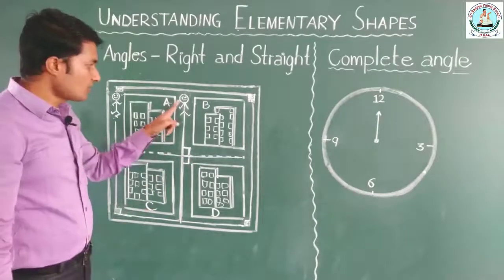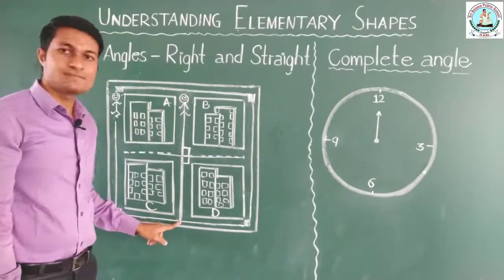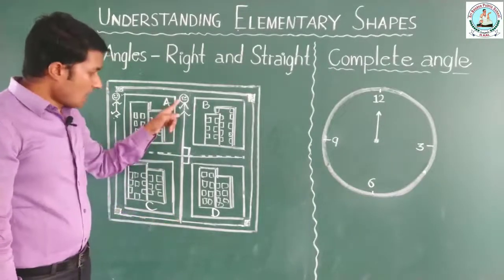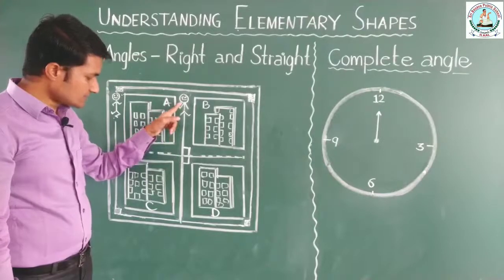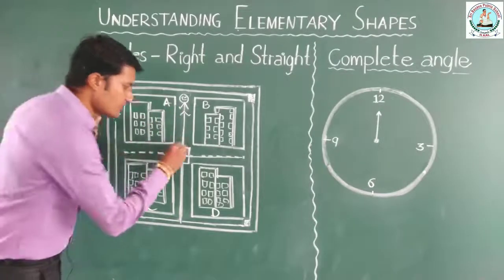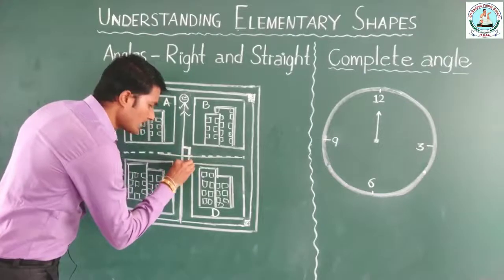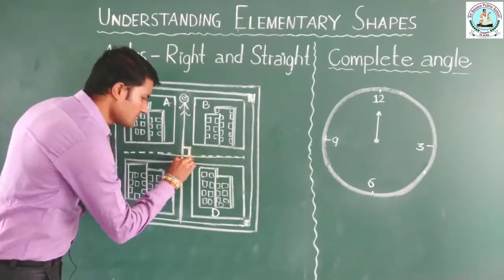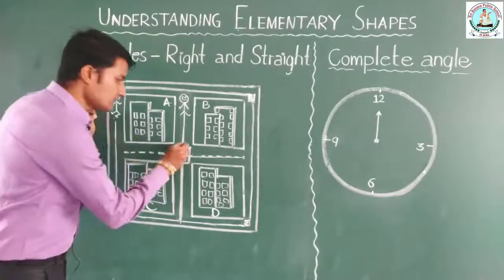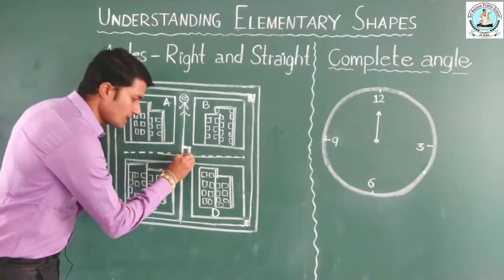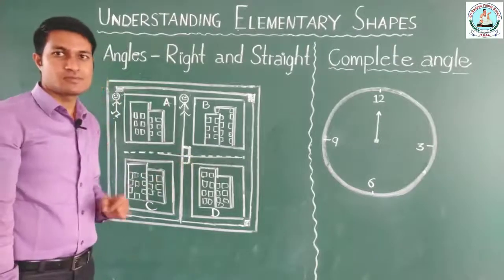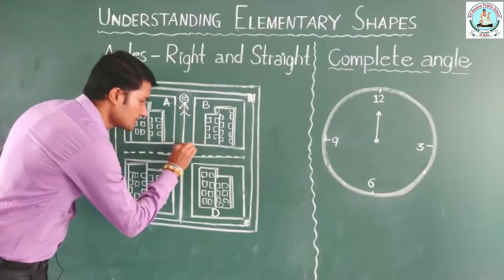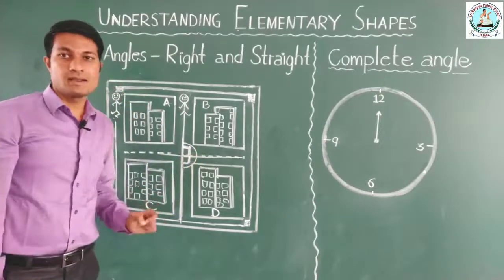So from this point to this point he made his jogging. After covering the distance from this point to this point, he has covered indirectly two right angles. One right angle is 90 degrees, so two right angles means 180 degrees. This is the first right angle he has covered, and this is the second right angle he has covered, which means totally he has covered 180 degrees from this point to this point.